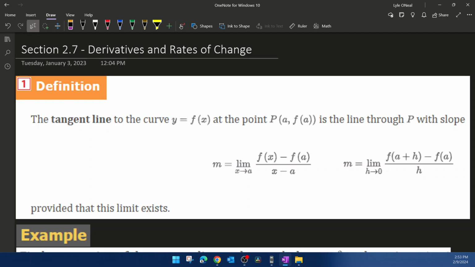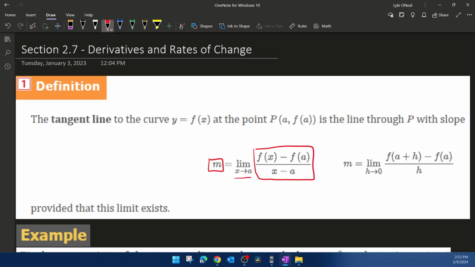at a point P, a comma f of a, is the line through P with slope... All right, look at what this says. M is the slope. It says it is the limit as x approaches a of the, what is this? It's the slope formula. y2 minus y1 over x2 minus x1.